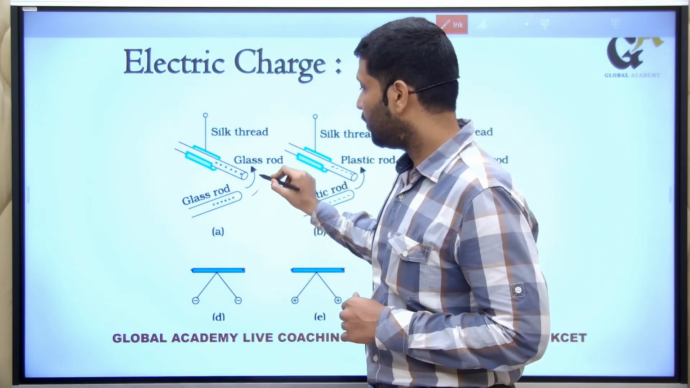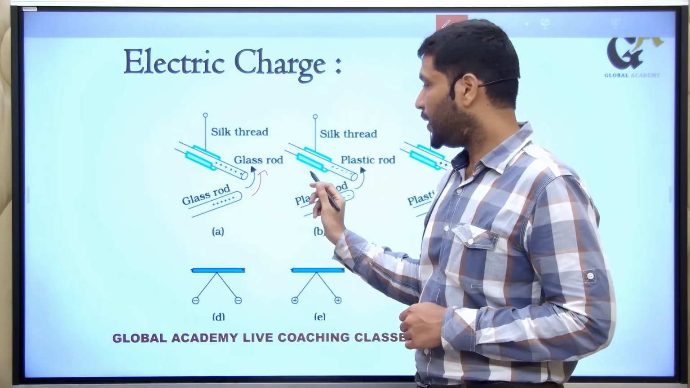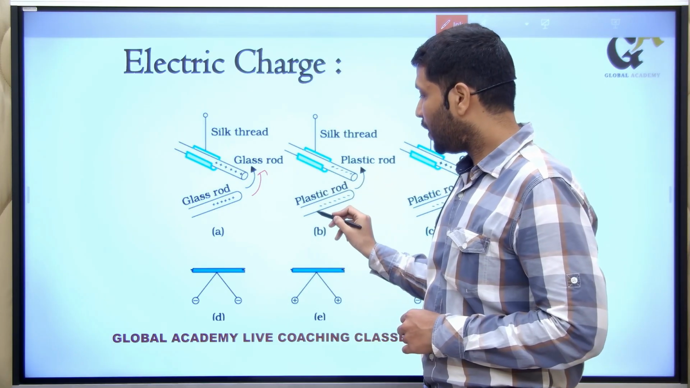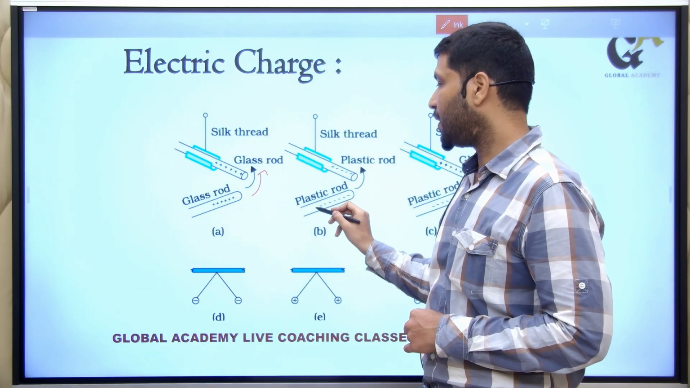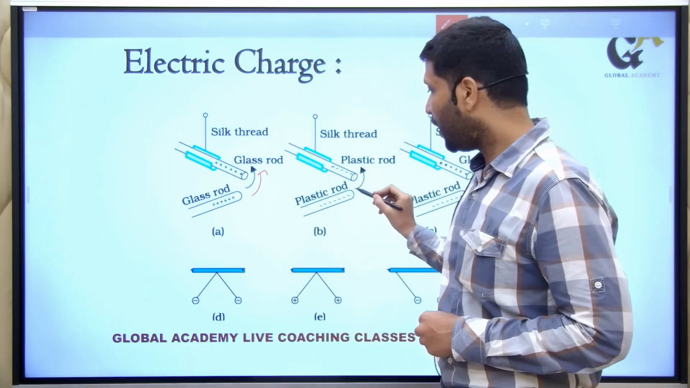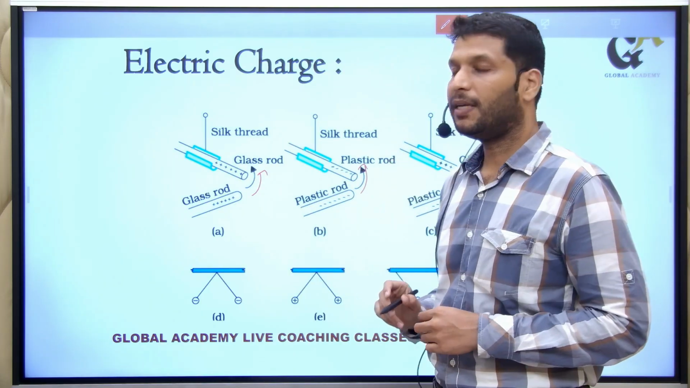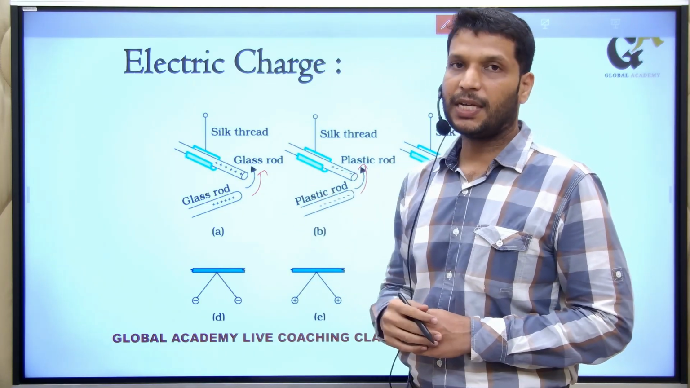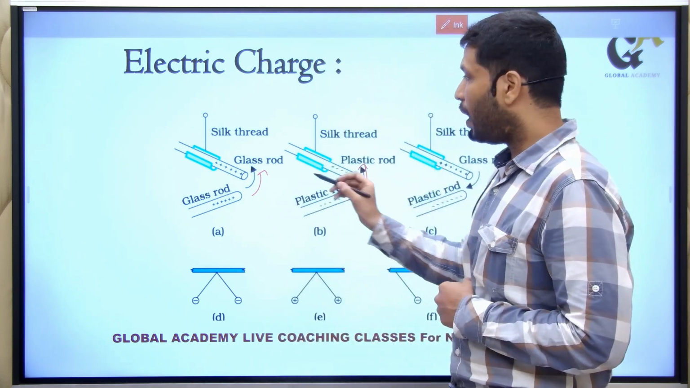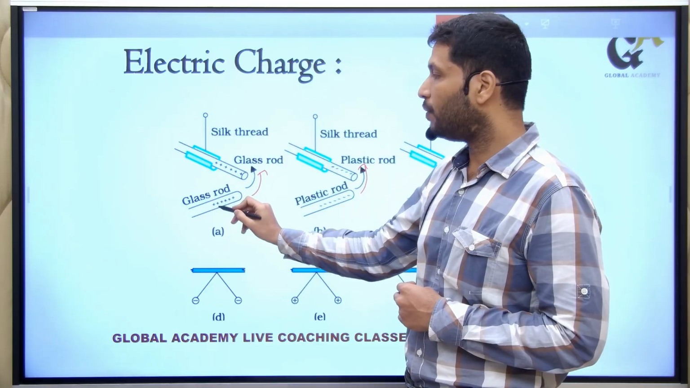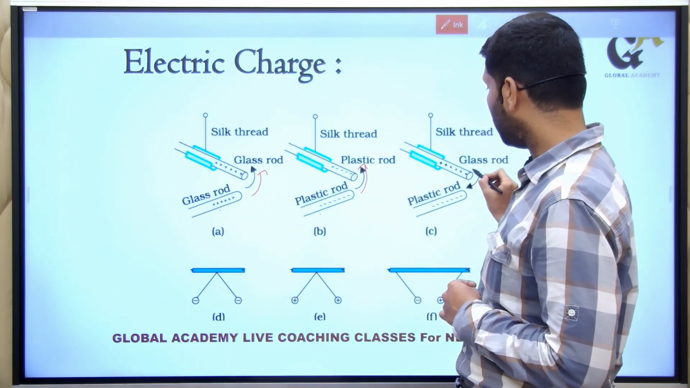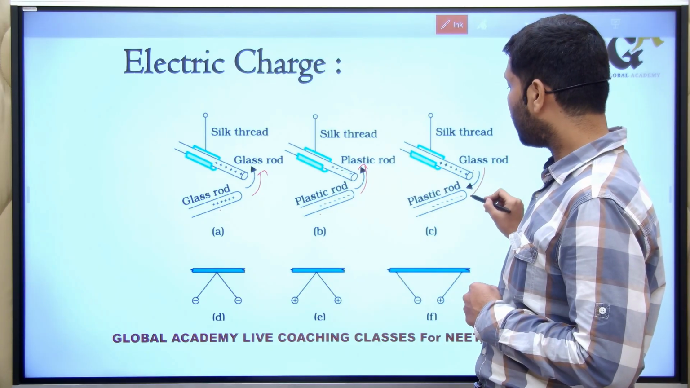In the second case, see here, this is a negatively charged plastic rod. Here you have one more negatively charged plastic rod, and when they are brought towards each other, here also you can see the same phenomenon: the two negatively charged plastic rods go far away from each other. However, when you bring the positively charged glass rod towards the negatively charged plastic rod, that is the third case, they come closer to each other.